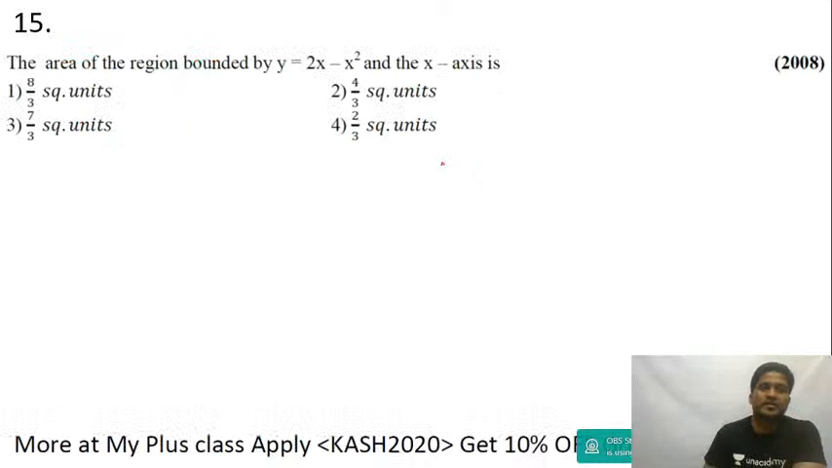Okay, let's move to the next question, guys. Find the area bounded by the region y equal to 2x minus x square and the x axis. I'm supposed to find the value of this.